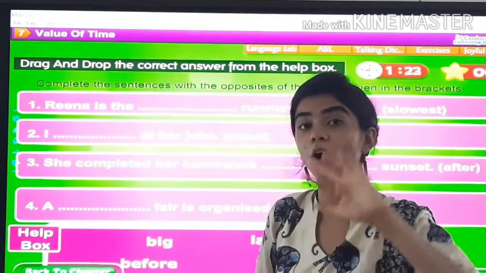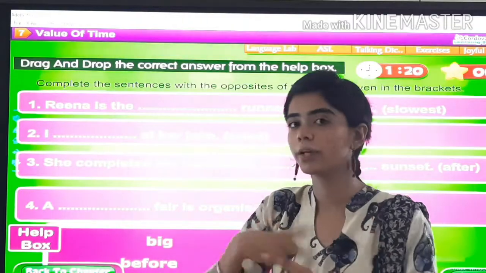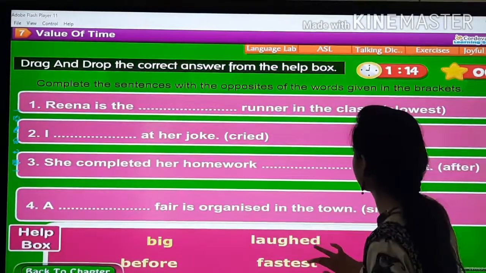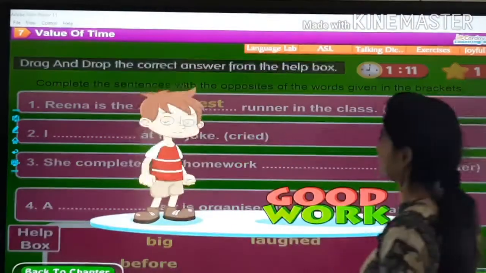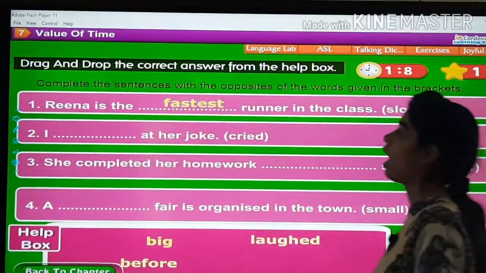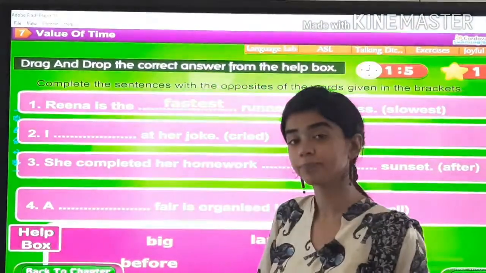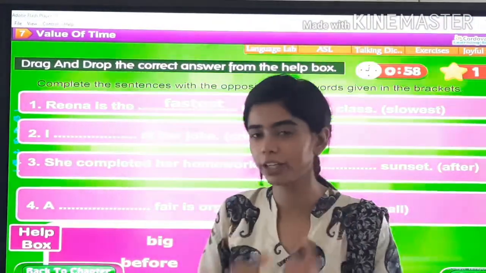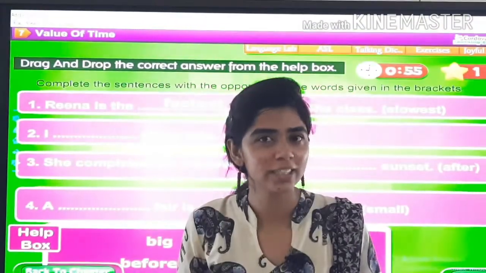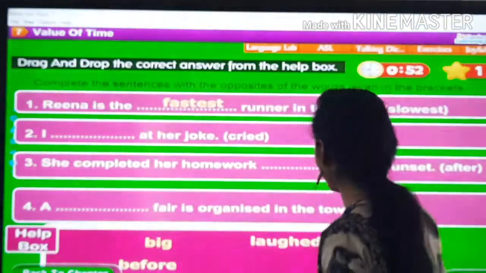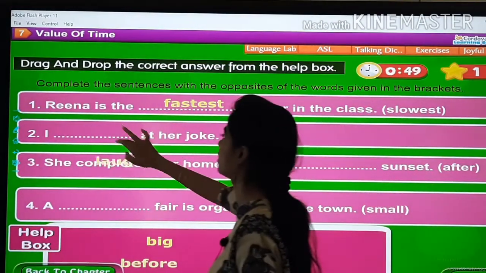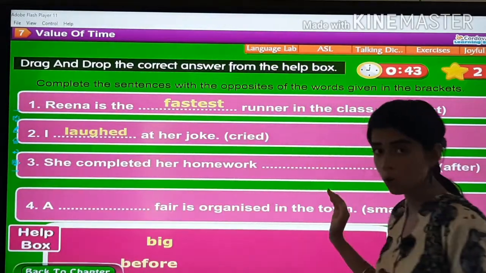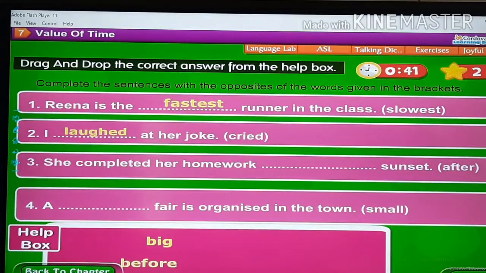But you remember, हमें तो opposite लिखना है. So, slowest का opposite क्या होता है? Fastest. So, Reena is the fastest player. Good work. I dashed at her joke. In the bracket, it is written cried. अब कोई joke सुनाएगा तो हम रोएंगे तो नहीं. So, what will we do? The opposite is, we laughed at her joke. Good work.